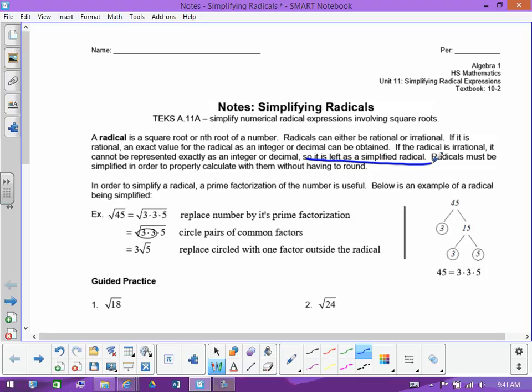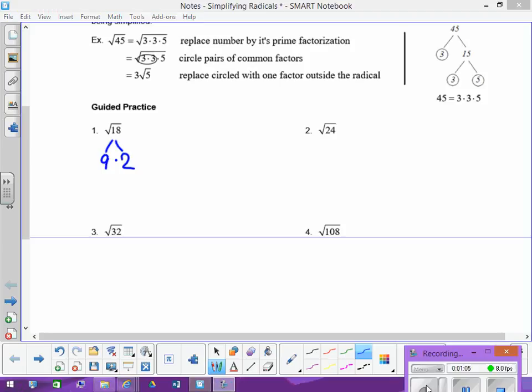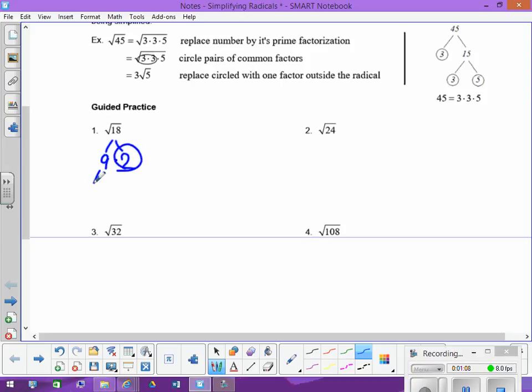Okay, so if you look at an example here, we already talked about that one with the 45, so look at your 18. What can we multiply together to get 18? 9 times 2. Are either of those prime? 2 is. But 9's not. So I have to break 9 down to 3 times 3. But now it's prime. Okay, so that's what we're looking for.